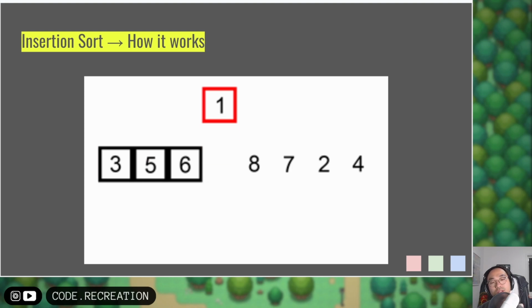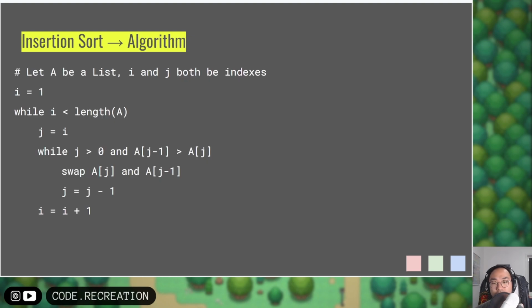And we have the unsorted list at the right side of 1, 8, 7, 2, 4. What we get to do is continue to move those values, and eventually this will get sorted. And this is our insertion sort algorithm.